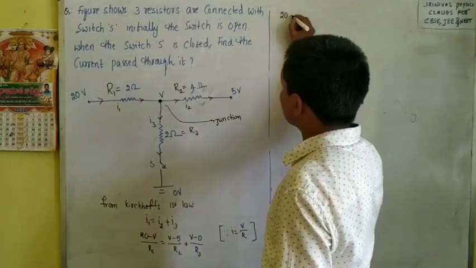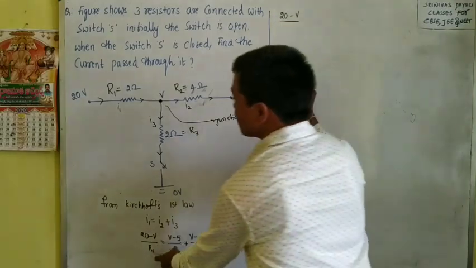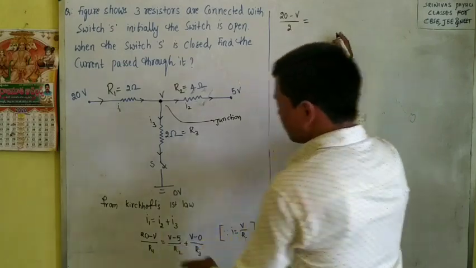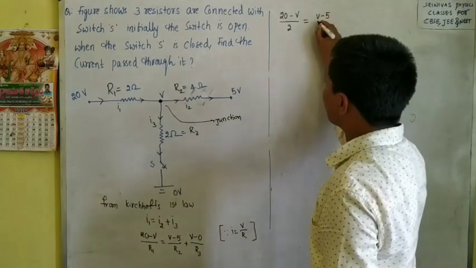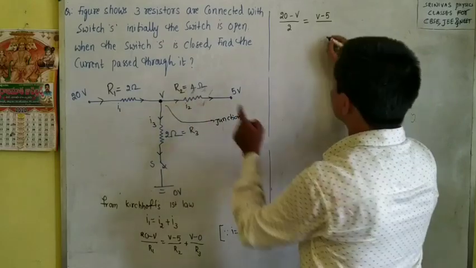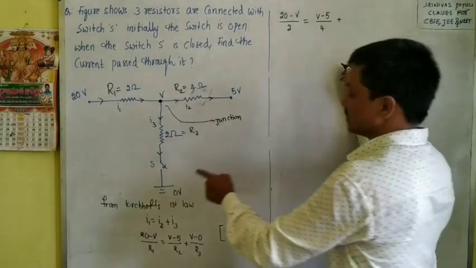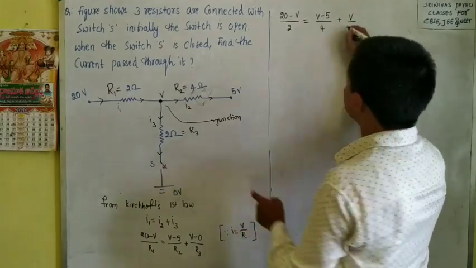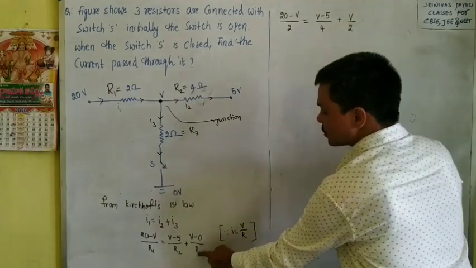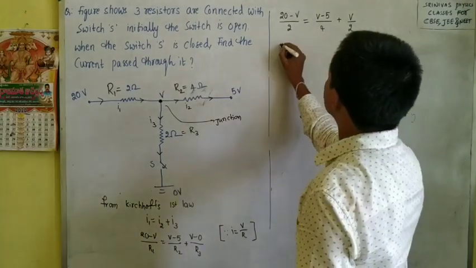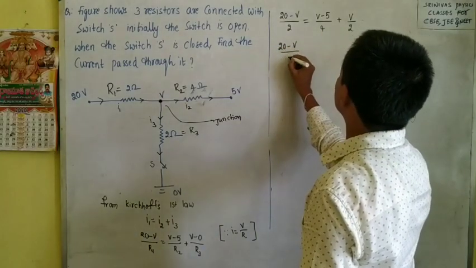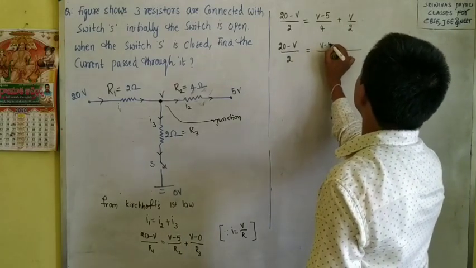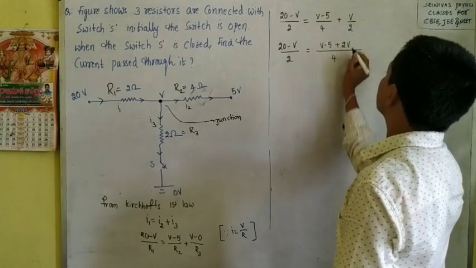20 minus V by R1, what is R1? R1 is 2, plus, V minus 5 by R2. R2 is 4, plus V by R3. What is R3? R3 is 2. V minus 0 is V by R3. Now do the simplification. 20 minus V by 2 is equal to, LCM is 4 here, then V minus 5 plus 2V you will get.